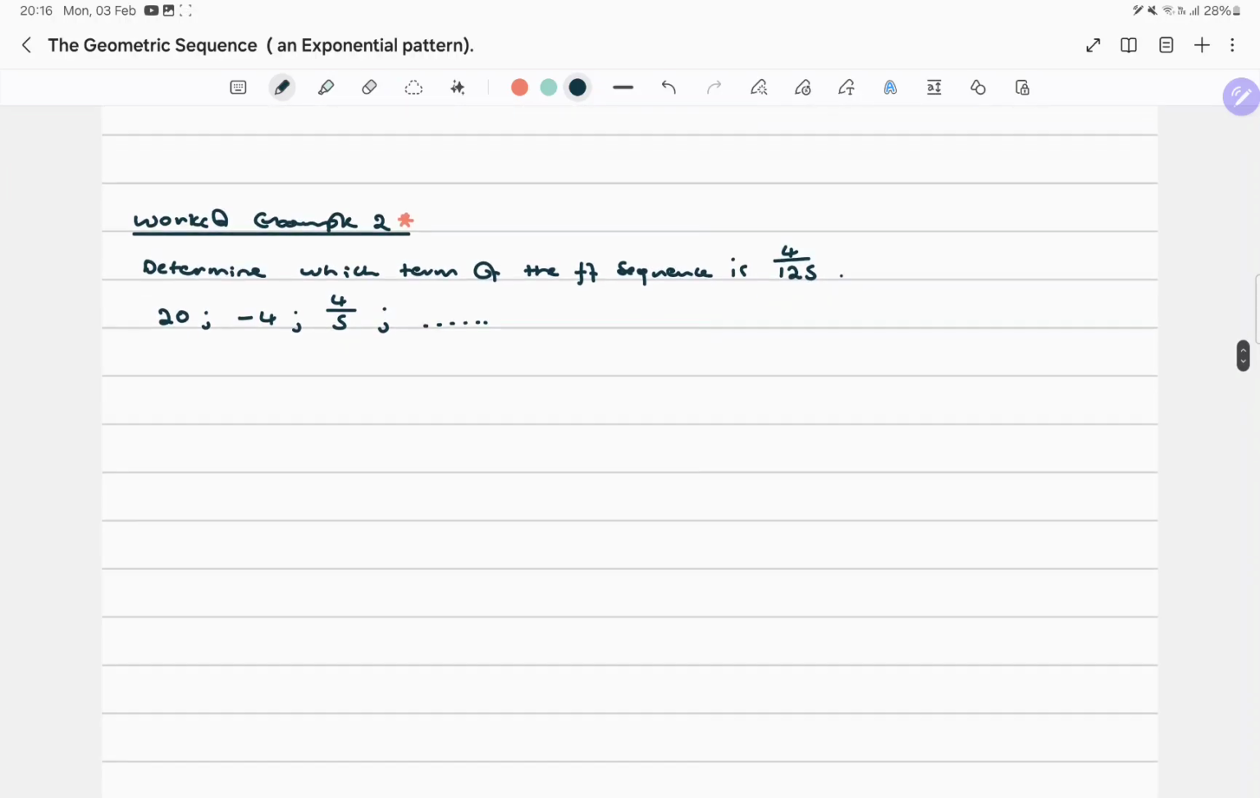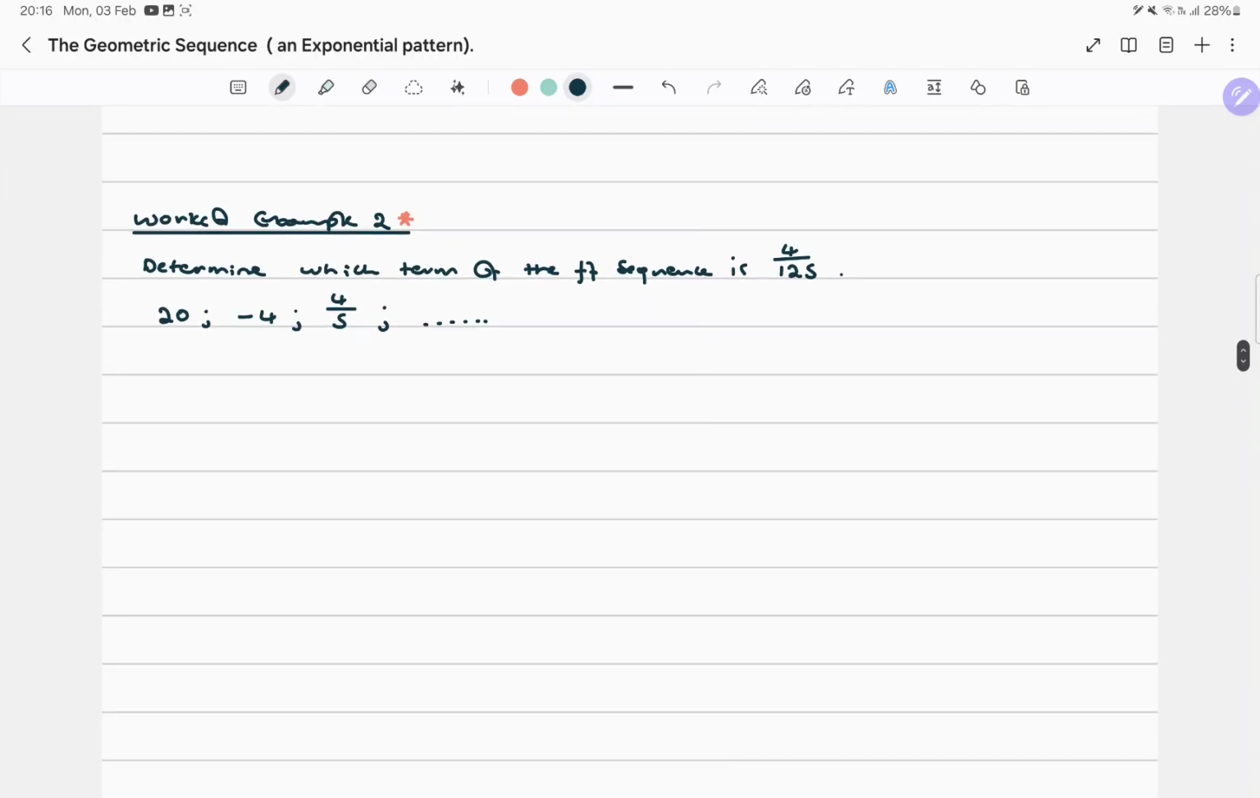Let's take another example. This one is a bit challenging, but we'll get through it. It says, determine which term of the following sequence, again, we don't know what this sequence is, we need to find its identity, is 4 over 125. Of course, now we know what we're dealing with. We're doing geometric, so I'm going to guess you know. Now let's just find out.